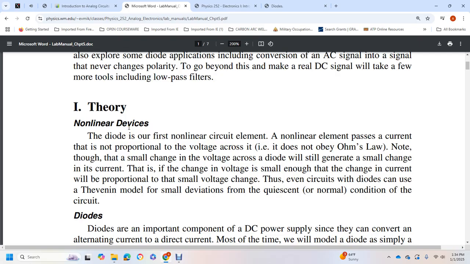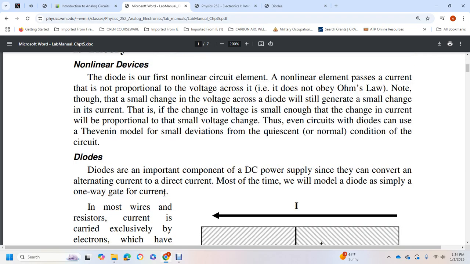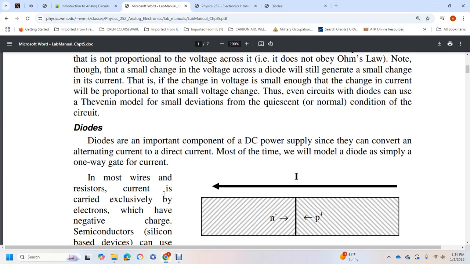Theory. Nonlinear device. The diode is the first nonlinear circuit element. A nonlinear element passes a current not proportional to the voltage across it, so it does not obey Ohm's law. Note that a small change of the voltage across the diode will still generate a small change in its current. Thus, if the change in voltage is small enough, the change in current will be proportional to the small voltage change. Even circuits with diodes can be used in theory to model small deviations from a quiescent or normal condition of the circuit. Diodes are important components of a DC power supply, converting alternating current to direct current. Most of the time, we will model a diode as simply a one-way gate for current.